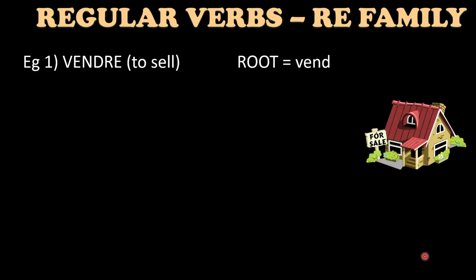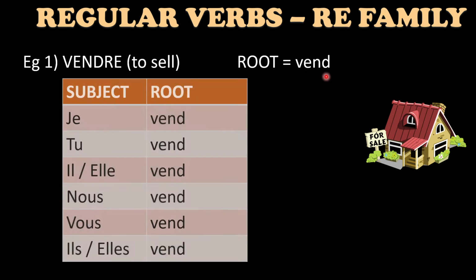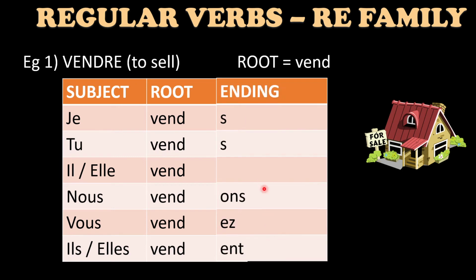So let's draw the tables now like we're used to doing. The same two verbs I'll take. Vendre is to sell, and the root, as we discussed, becomes VEND. You draw your subjects in the first column: je, tu, il, elle, nous, vous, ils, elles. The root is the same for all the subjects, and then you add on the endings as per the family. This is the RE family, so you have to add on the RE family endings: S, S, nothing, ONS, EZ, ENT.